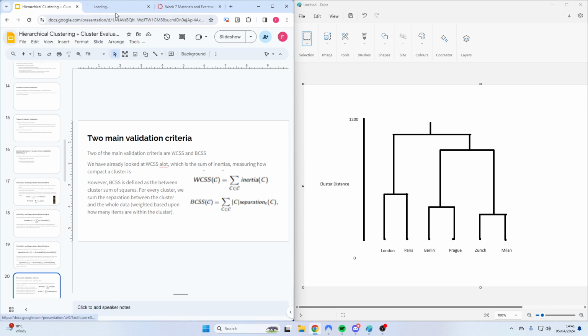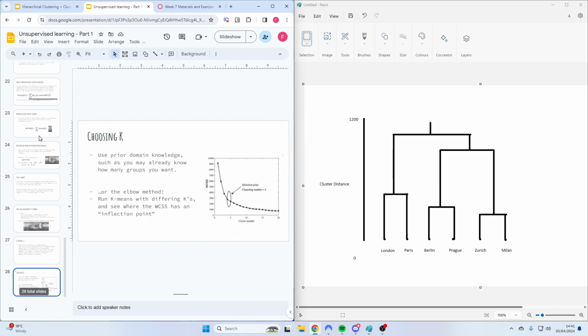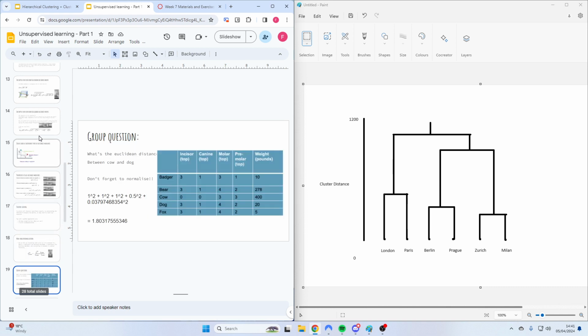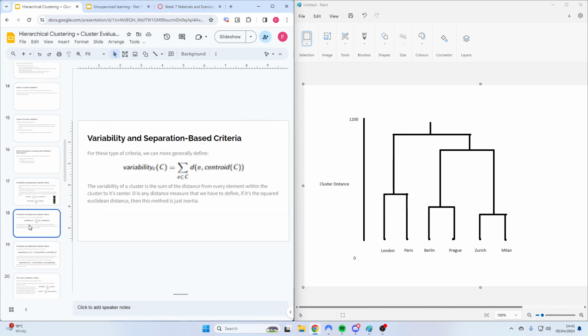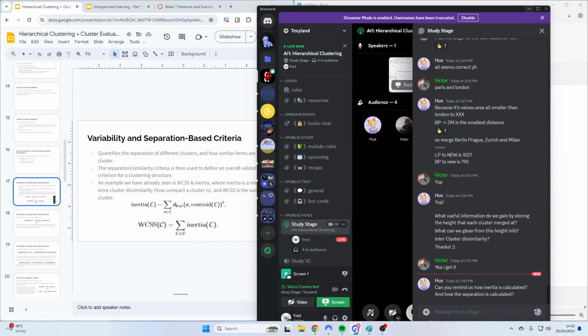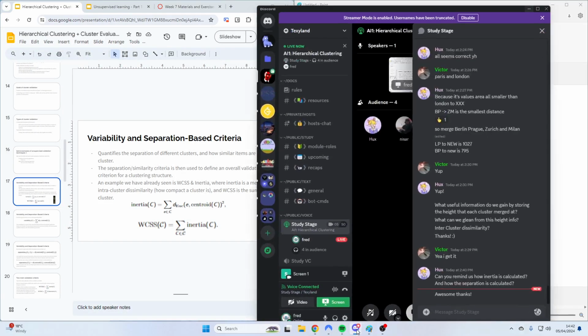So let me do this. Inertia, I think I had it in here. Well, inertia here is, for every single element within our cluster, we calculate the distance between the element and the center of the cluster and then square it. So it's just the distance of every element to its center squared, and this gives us how compact our cluster is. And then WCSS is just doing this for every cluster and summing it all up. Do you get that? So it's just Euclidean distance but squared, pretty much.